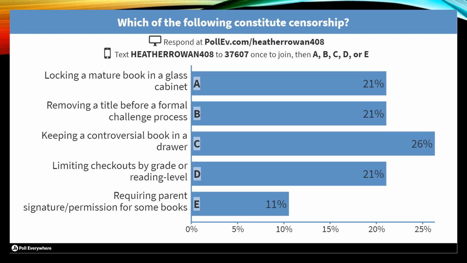I think limiting checkouts by reading level or grade level is one that people may not see as censorship because a kindergartner is not going to be reading a 5th grade level book anyway. So maybe they wouldn't see it as anything other than just making common sense. I agree with that one as well. I know I have seen that happen in my library. A kindergartner wants to have a big heavy book in their hand that they take home, and there's no way that kid's going to be able to read that book.